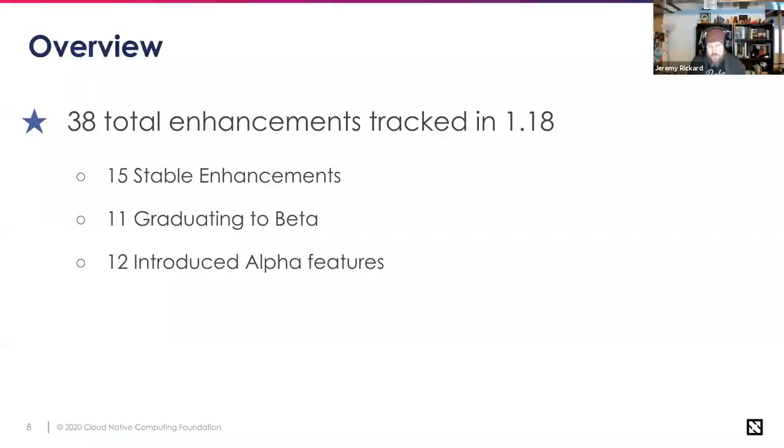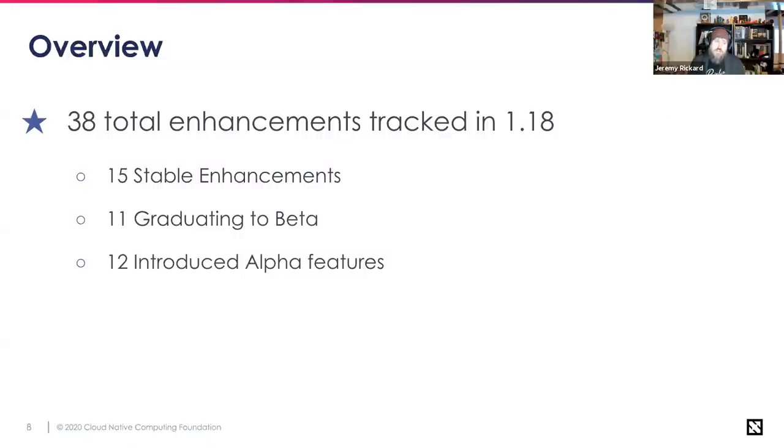11 of those things graduated to beta, which means that the people working on those features think that the API is reaching the point of stability. Changes could happen going forward, but you can expect them to probably live and have a certain set of stability and testing going into them. Those things are usually enabled by default as well.